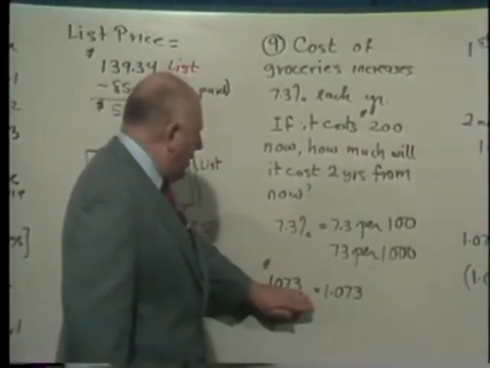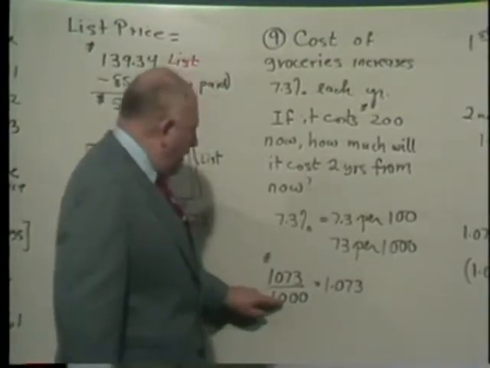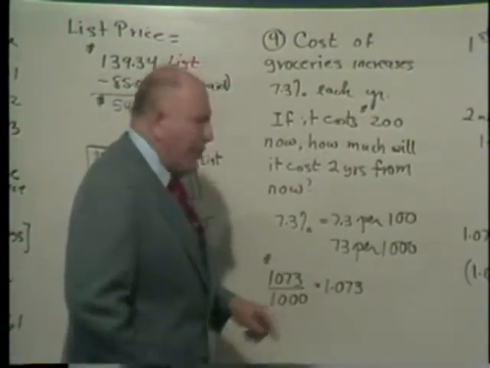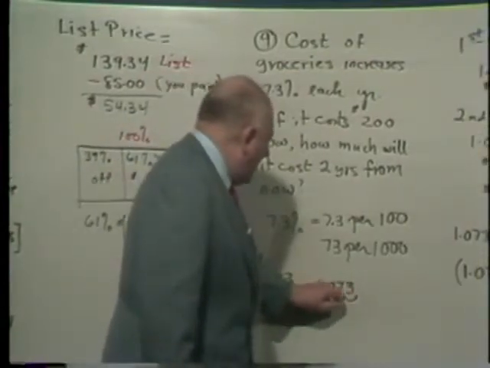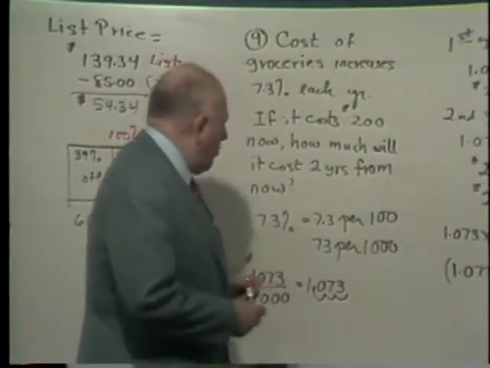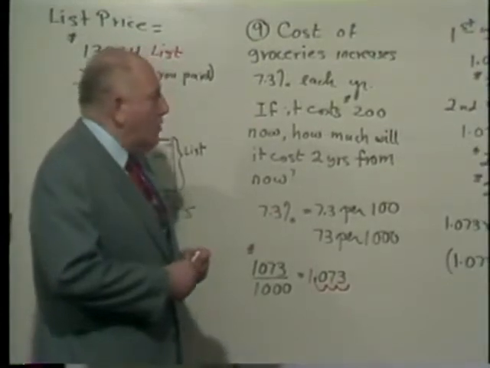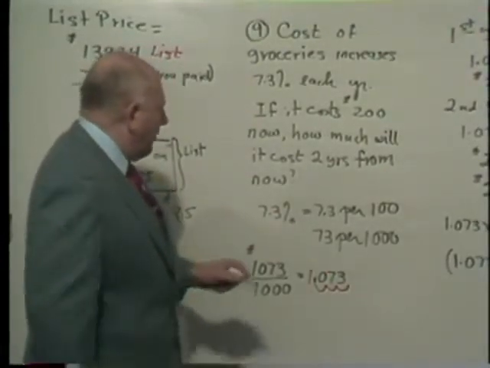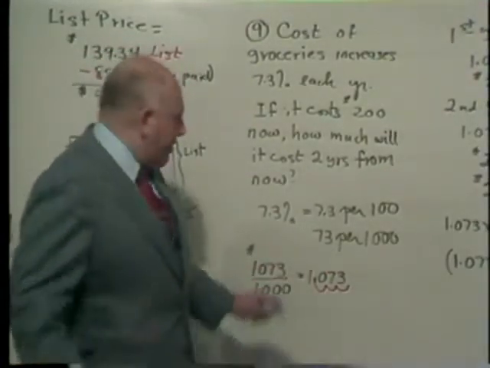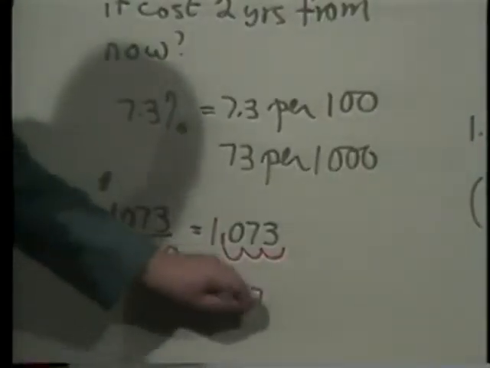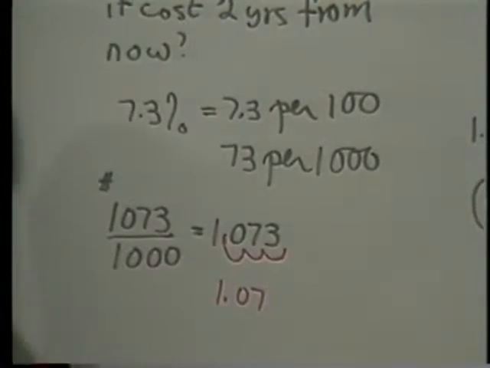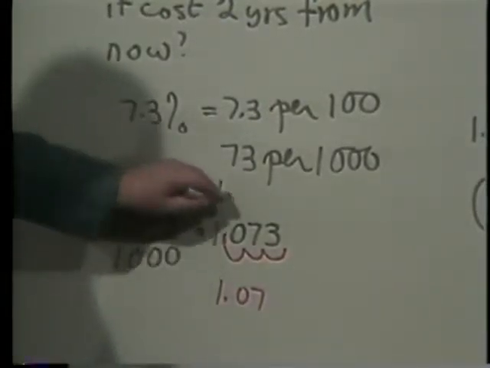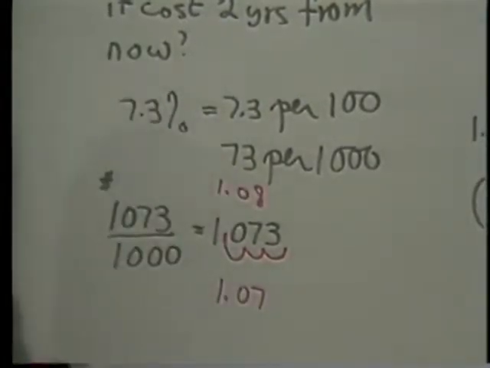Without the decimal point, you see 1073. Okay? You're dividing by 1,000. To divide by 1,000, you move the decimal point 3 places to the left. So there's your 1.073, which, by the way, checks with the fact that if the cost of groceries had gone up by only 7%, every dollar this year would cost $1.07 next year. And if it's gone up by 8%, every dollar this year would have cost $1.08 next year.